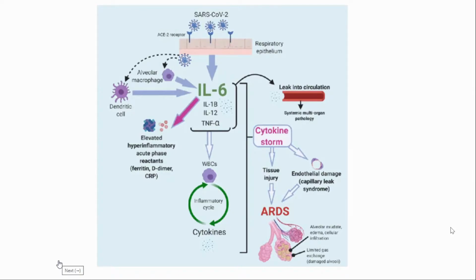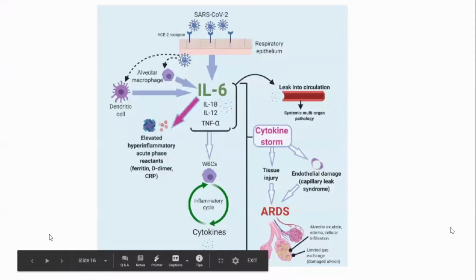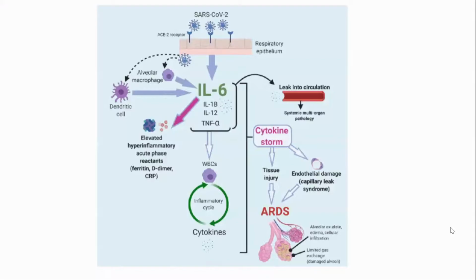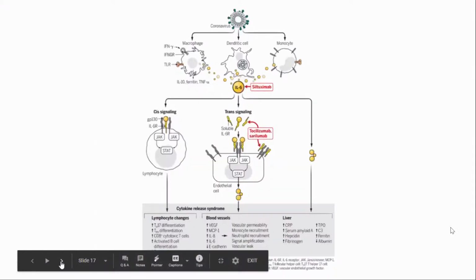Interleukin 6 has many physiological functions, including production of acute phase reactants and mediating hyperinflammation. All of these cytokines, interleukin 6, interleukin 1 beta, interleukin 12, and TNF alpha, can stimulate the virus and the inflammatory cycle again and again, and all of this is going to lead to a cytokine storm.